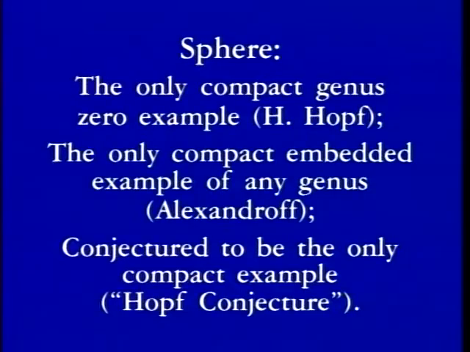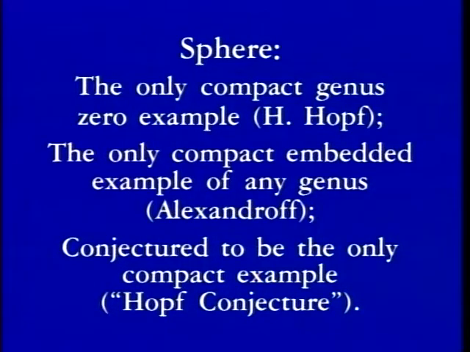The surfaces of revolution with constant mean curvature that we've just seen are all non-compact with the exception of the sphere. The sphere is a surface of revolution and also a surface of constant mean curvature. For a long time, it was the only compact surface of constant mean curvature without boundary that was known. In fact, it was suspected that this was the only closed compact surface of constant mean curvature. It was proved by Hans Hopf that if you had a surface of genus 0 that was compact and closed, it had to be the sphere.